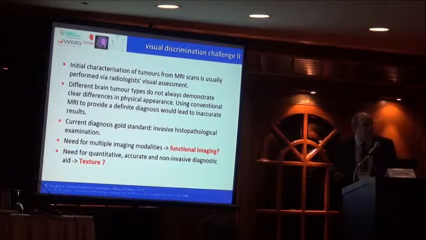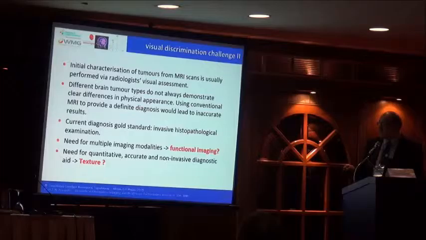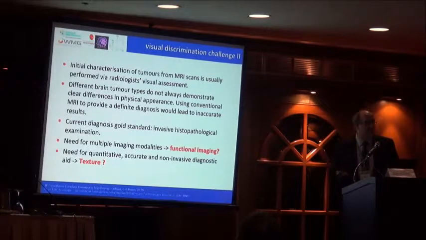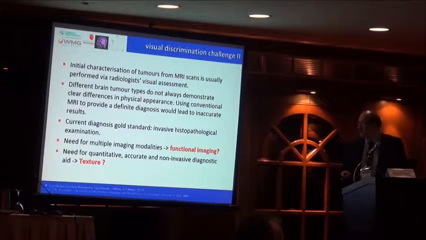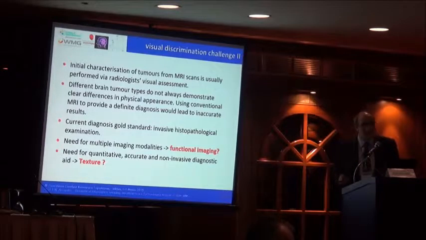So the thesis I'm putting is, can we use texture information from images to do that? In addition to that, maybe we need multiple imaging modalities, and as much as possible less radiation for children. So I'm going to put the concept of functional imaging in the context of magnetic resonance modalities as part of that exercise. So here we are.